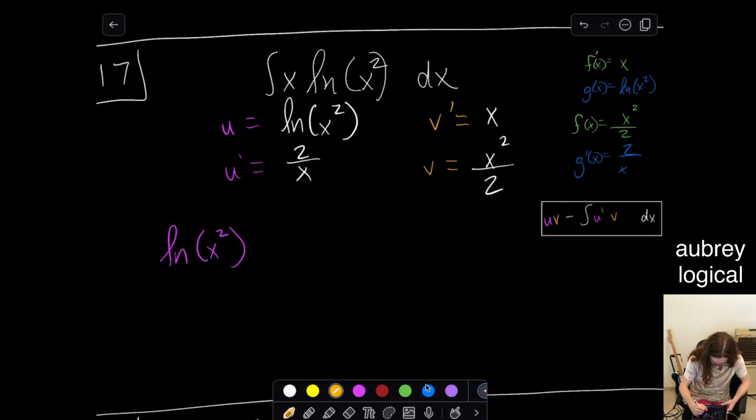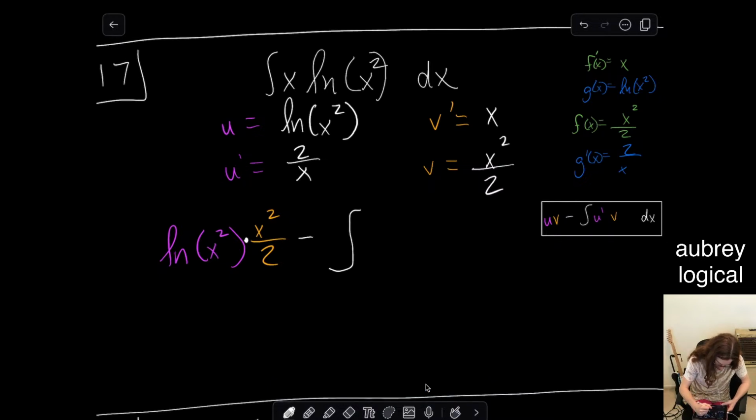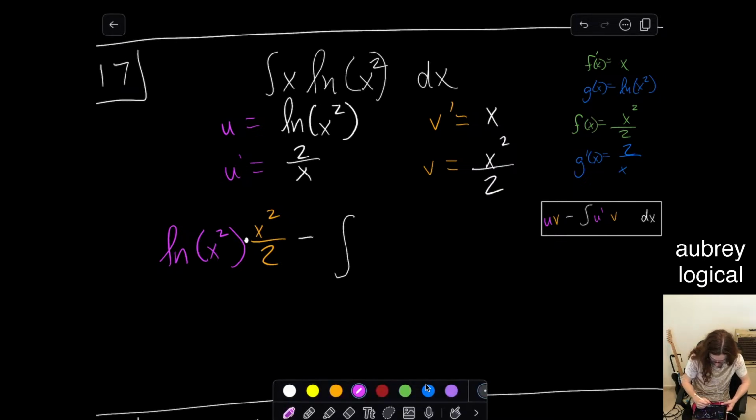Okay. And we're going to take that times x squared over 2. So that's times minus the integral of u prime times v times dx.